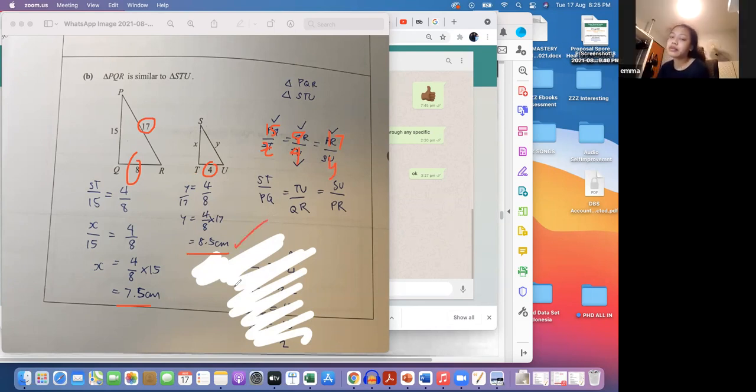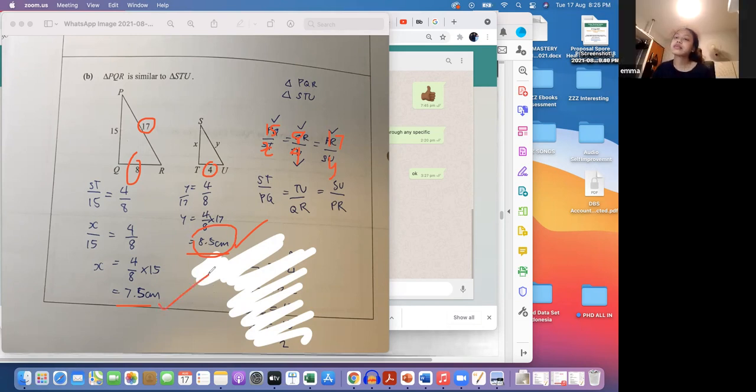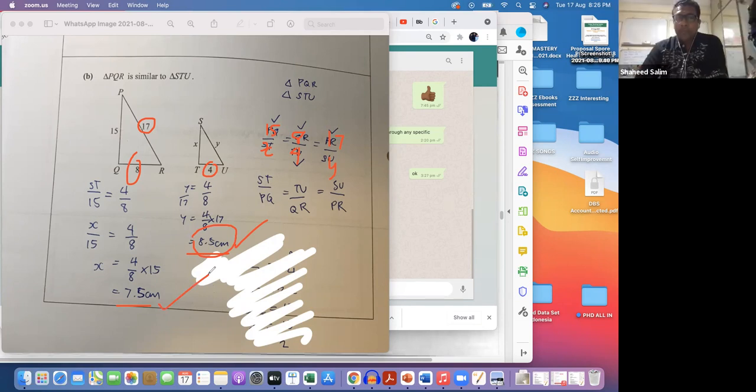8.5. There, down here. Can see now. Now down here, 15 divided by 2, 7.5. They're here. So now, if you want to use this method, no problem. This is actually a similar method, but what I'm taking is the most important point.